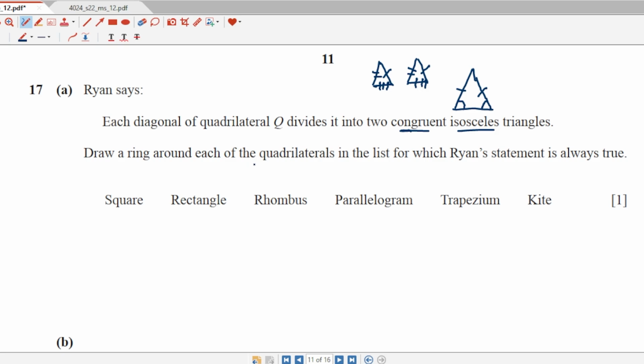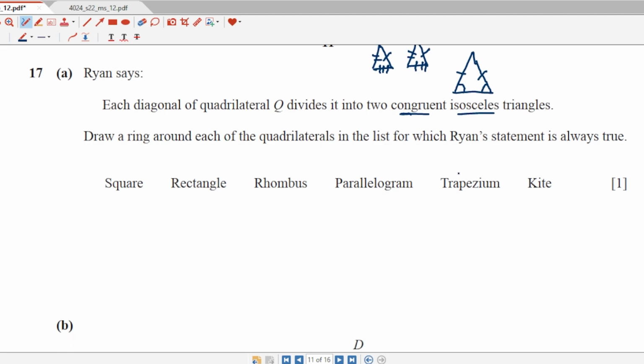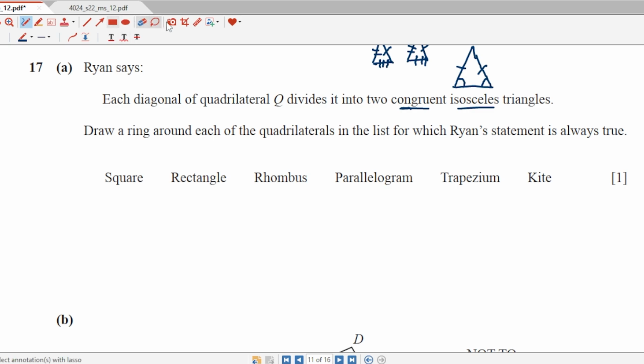Draw a ring around each quadrilateral in the list for which Rayon's statement is always true. The square. If there is a square, I can explain this by drawing some figures. For example, this is a square. This can be broken into two parts, and these two triangles are congruent. For example, this and this are congruent and isosceles triangles because these two sides are equal.